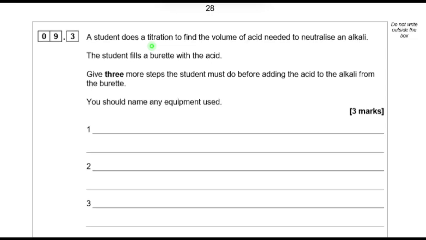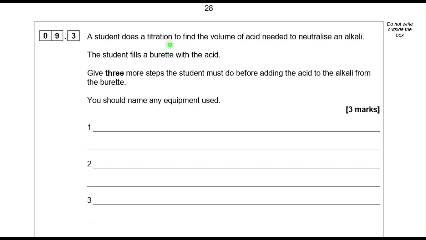Over the page, 9.3. A student does a titration to find the volume of acid needed to neutralize an alkali. The student fills a burette with the acid. Give 3 more steps the student must do before adding the acid to the alkali from the burette. And you should name any equipment used, and this is for 3 marks.